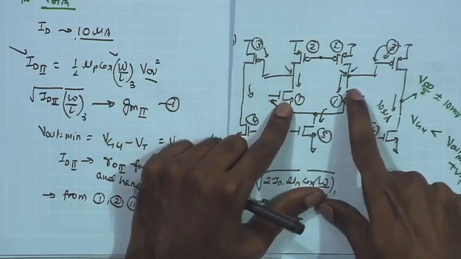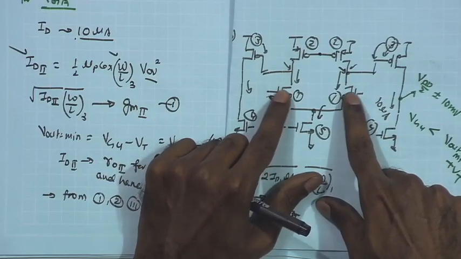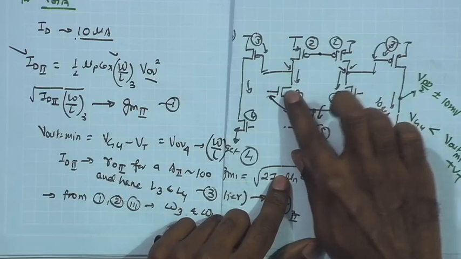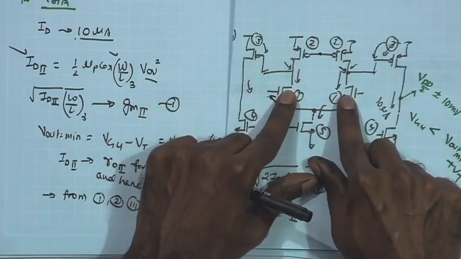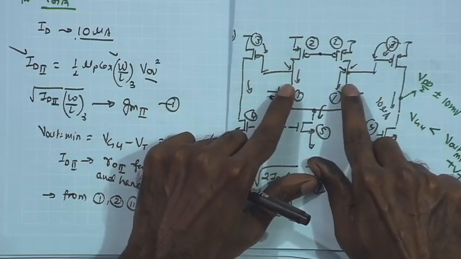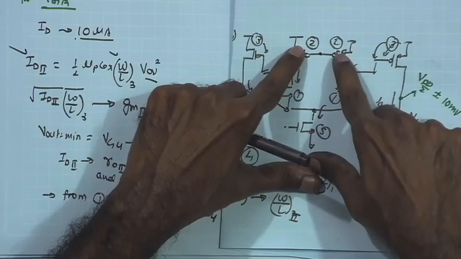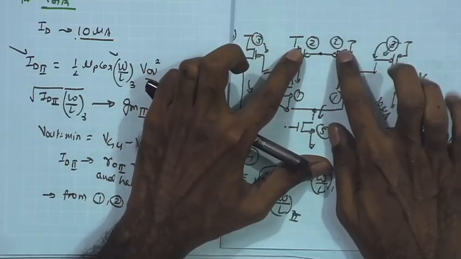Based on that, I need to look at the W by L ratio of this one, and also the L ratio. The L value determines the RO. So, here the GM determines the W by L and the RO determines the L. Here the constraint remains similar, but for this device once again the constraint is going to be slightly different.